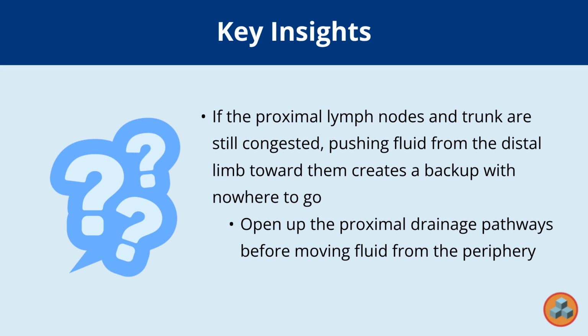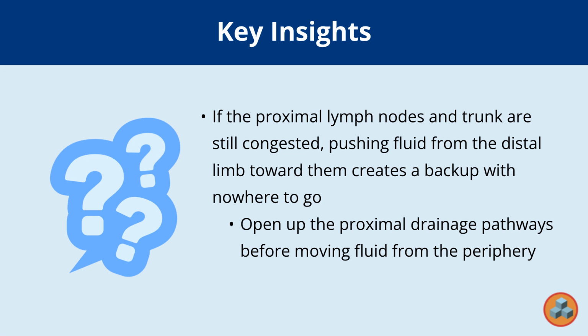Imagine the lymphatic system as a highway. If there is a traffic jam at the on-ramp, adding more cars from side streets will only make the congestion worse. The same principle applies to manual lymphatic drainage. If the proximal lymph nodes and trunk are still congested, pushing fluid from the distal limb toward them creates a backup with nowhere to go. The logical solution is to clear the highway first, open up the proximal drainage pathways before moving fluid from the periphery. That central to distal sequencing principle is the foundation of this question.